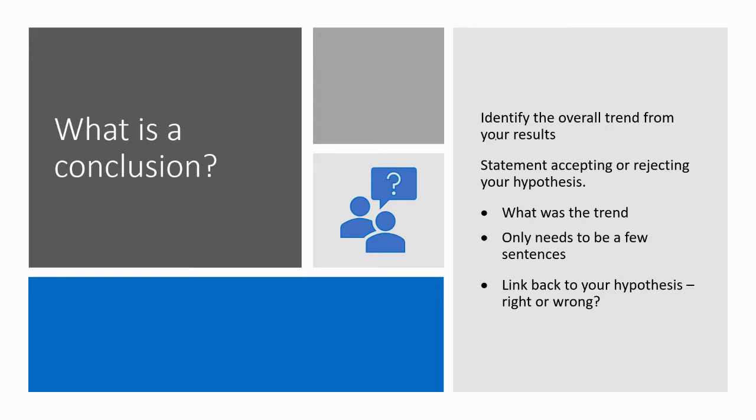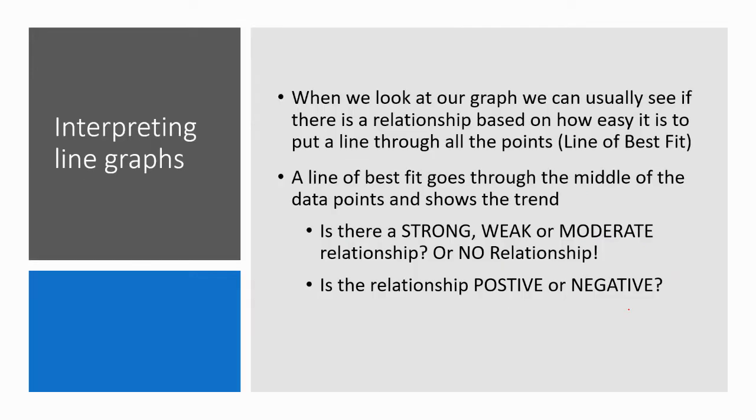So in an earlier video, we looked at processing the data so that we had some results, and we're looking for a trend. And you might put a statement in whether you accept or reject your hypothesis. So you need to say, what is the trend? It's only short. A conclusion only has a few sentences, and you link back to your hypothesis. Was it right or wrong?